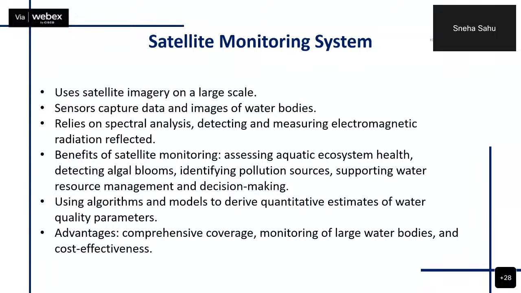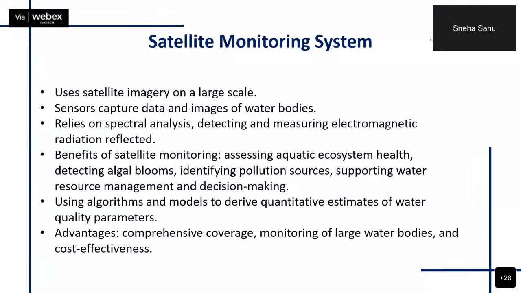It uses satellite imagery to assess water quality on a large scale. It is equipped with sensors that capture data and images of water bodies, enabling analysis of various water quality parameters. It relies on spectral analysis, detecting and measuring electromagnetic radiation reflected or emitted by the water surface. The benefits of this system are assessing aquatic ecosystem health, detecting algal bloom, identifying pollution sources, and supporting water resource management and decision making.